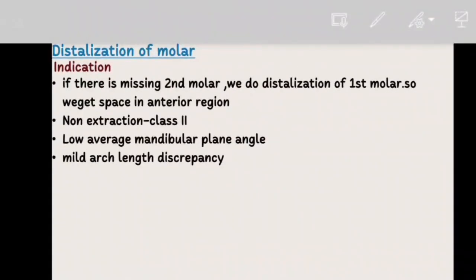Now we will see the distalization of the molar. So here we are moving the molar backward to gain space. Okay. So what are the indications? The indication, you see, is if there is a missing second molar, so we do distalization of the first molar.